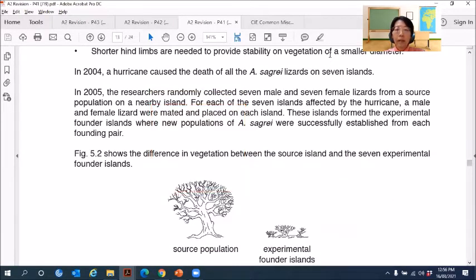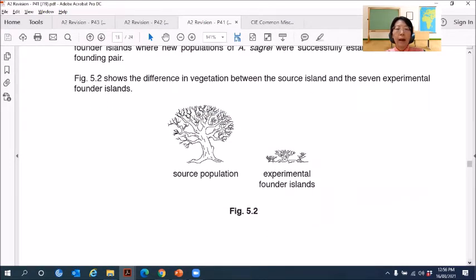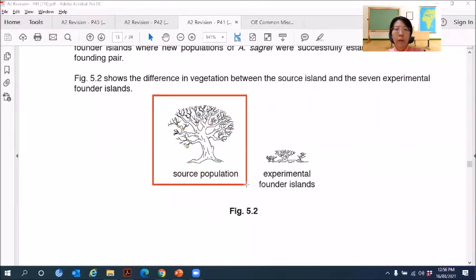You can see very clearly that the trees found on the original island where your lizards come from are huge, the branches are big. Whereas on the seven islands, which are called the experimental founder islands, the tree branches and their diameters are smaller. So the majority of the lizards from the source population might not be able to survive, unless there are variations. Among the variations, the lizards with the smaller leg length will be selected to survive in the experimental founder islands. Can you see they use the word founder?